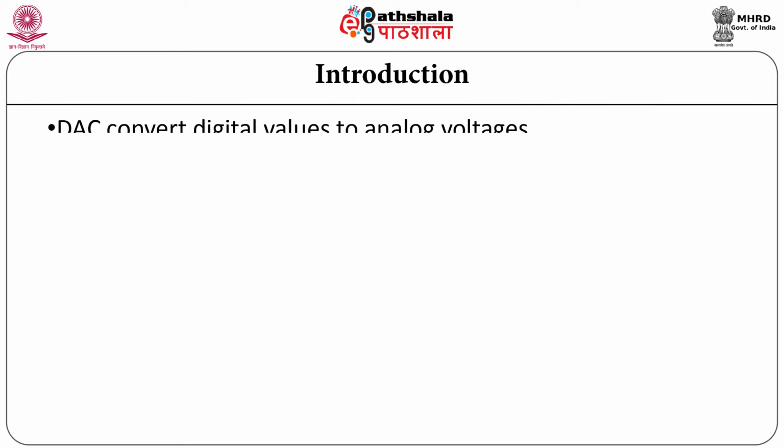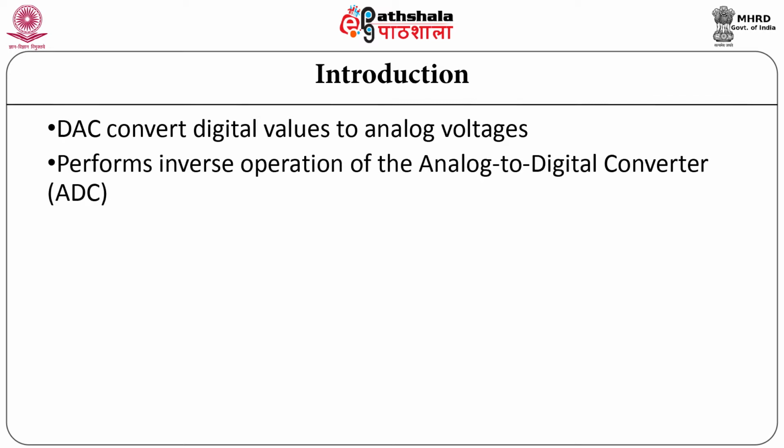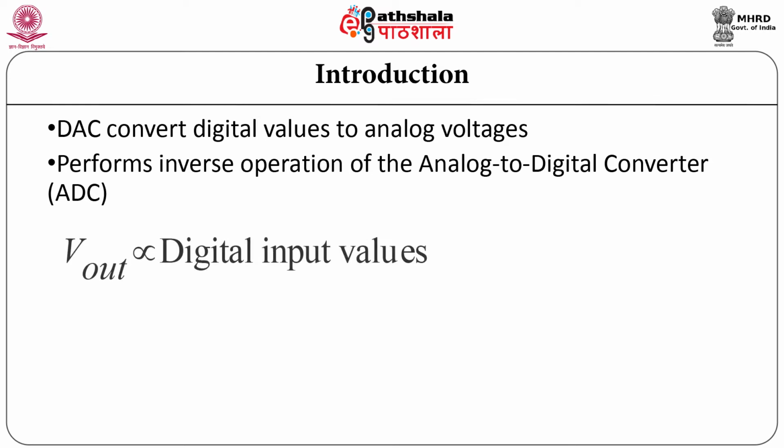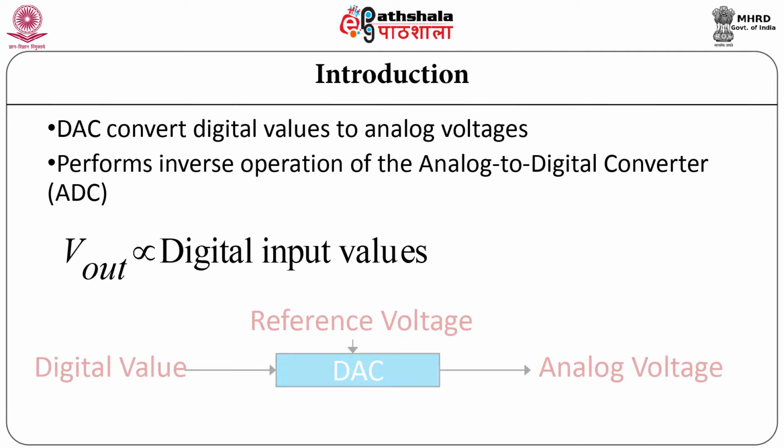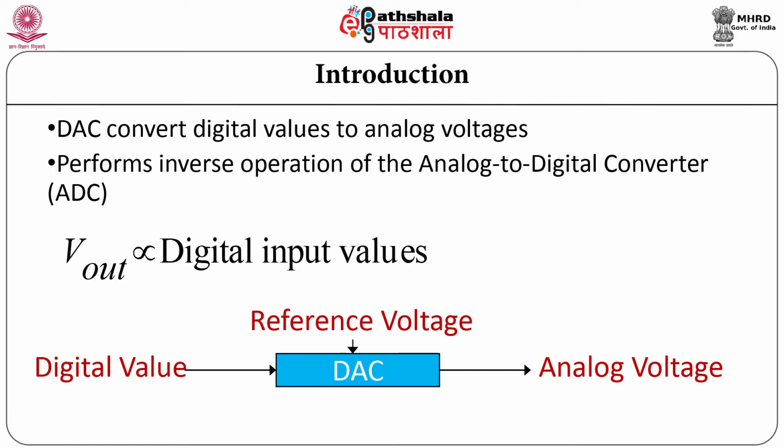Digital to analog converter converts digital values to equivalent analog voltages. It performs operations which are opposite to ADC. It is found that in case of DAC, Vout is proportional to digital input values. In fact, as shown in the block diagram, DAC has got digital value as the input. By having suitable reference voltage, those digital values are converted into equivalent analog voltages.